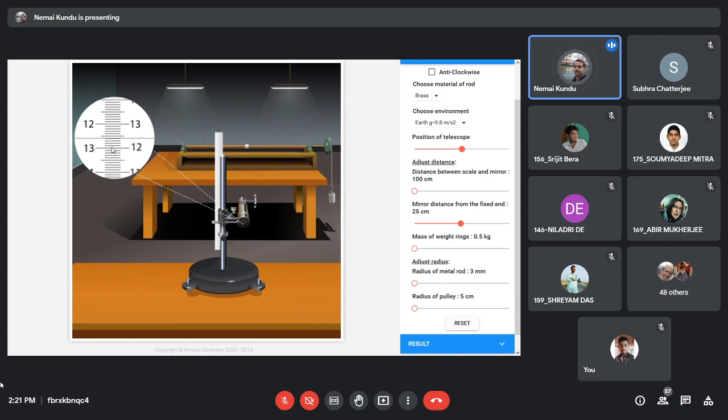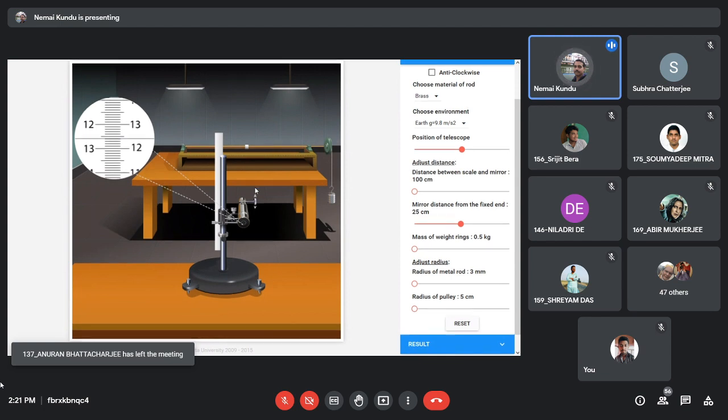Now this is a meter scale, so each division is 0.1 centimeter. Suppose it is 12. We consider the right side, because the reading increases upward on the right side. When the load is applied, according to the angle of twist, the change is a linear shift upward. So we consider the right side of the scale: 12, next 12.1, 12.2, 12.3, 12.4. So when the load is 0.5 kg, the reading is 12.4.